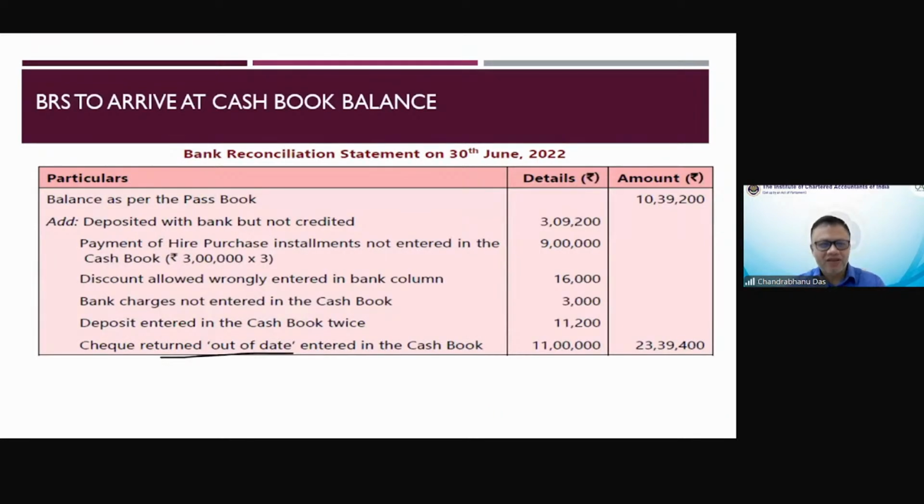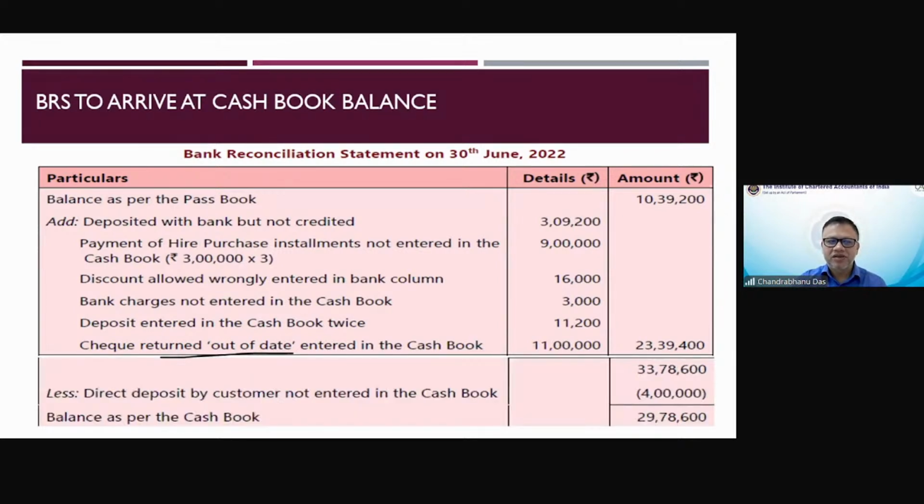Now you can see the balance as per the passbook. When starting from the passbook balance, you have to add all the checks deposited, because we are arriving at the cash book balance, and we have to less all the checks issued. The balance as per passbook is 10,39,000, deposited with bank but not credited 309,200, hire purchase installments 9 lakhs, discount allowed wrongly entered in the bank column.